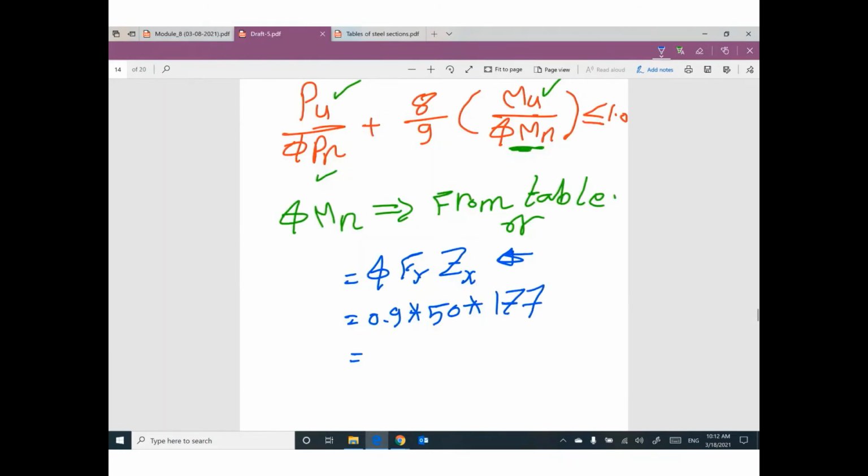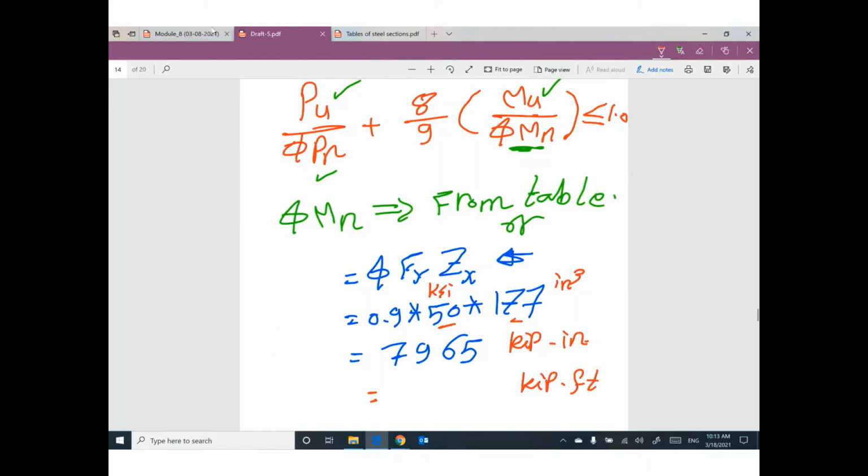So I can figure out the value of phi Mn. 0.9 times 50 times 177 equals 7,965. But be careful, please, because this one is ksi, kip per square inch, and this one is inch cubed, so the final answer will be kip-inch. I would like to convert it to kip-foot.